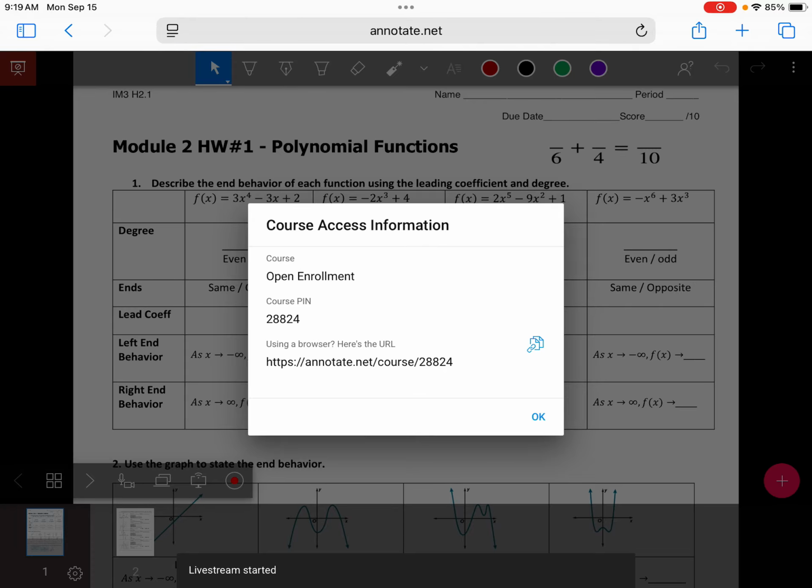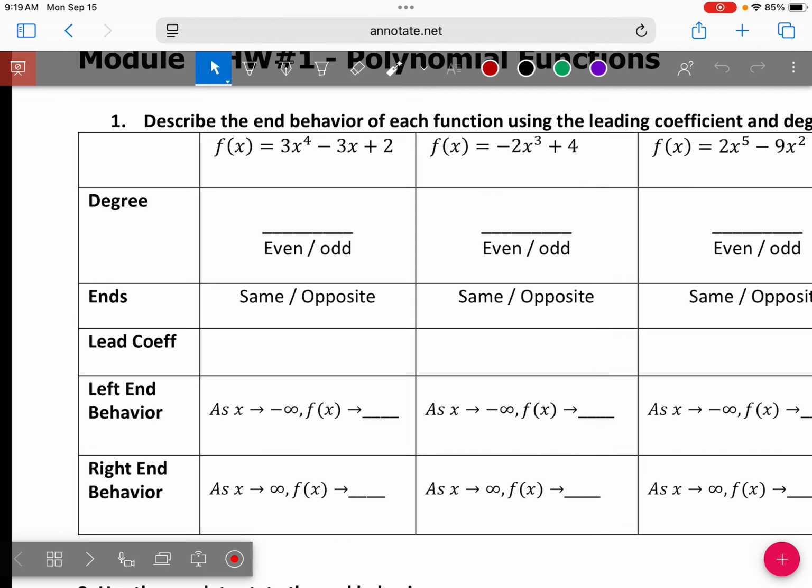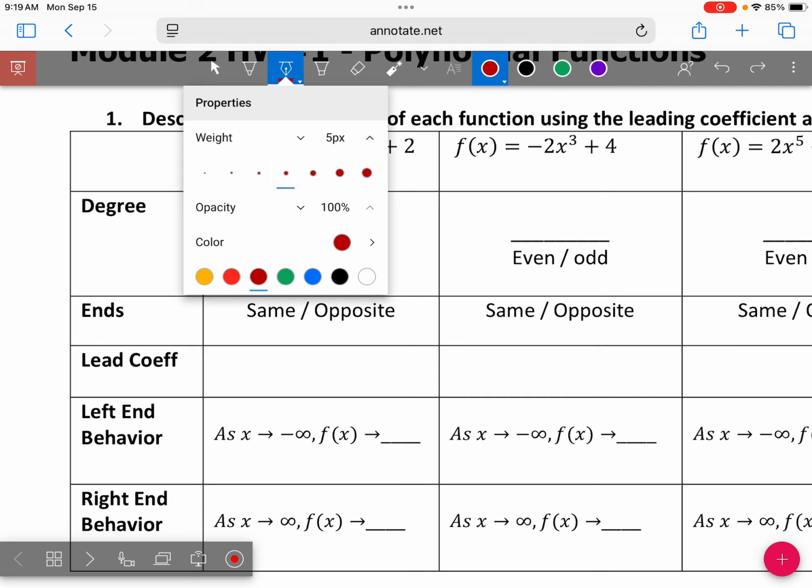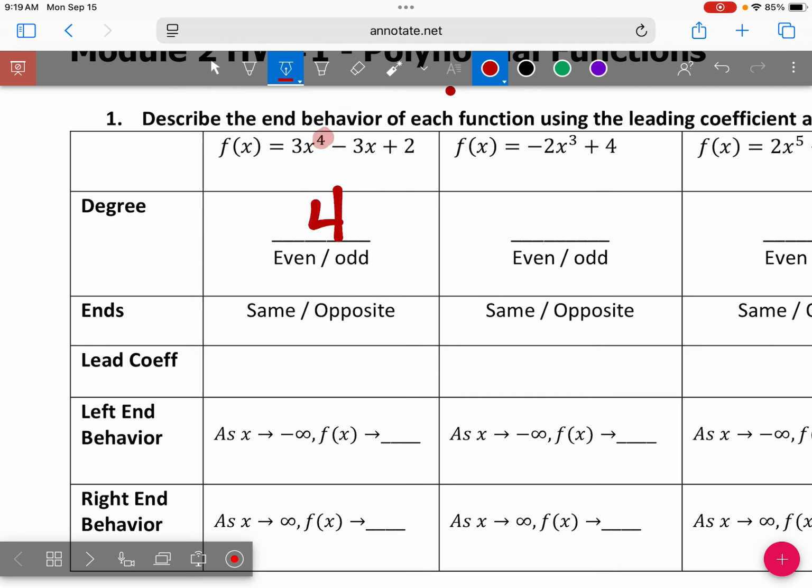So looking at this first column, what is your degree? What's the highest exponent that you see? Nope, that's the leading coefficient. So this is your degree. Oops. Your degree would be this number, which is 4. And is 4 even or odd? So Libby, what would you say, even or odd? What is 4? Is 4 even or odd? Even. Your leading coefficient is that first number. The first number right here is 3.